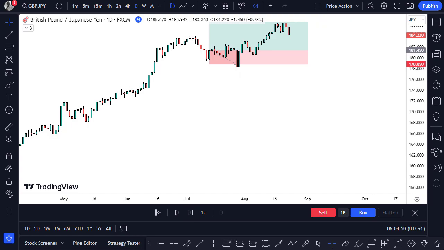Now, when this happens a couple of times, especially when it happens in a row, it can really mess with your forex trading psychology.